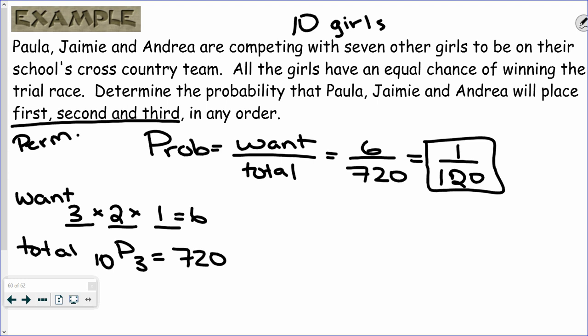So again, whenever you're doing probability, you're looking for what you want on the top and the grand total on the bottom. Let's try another.